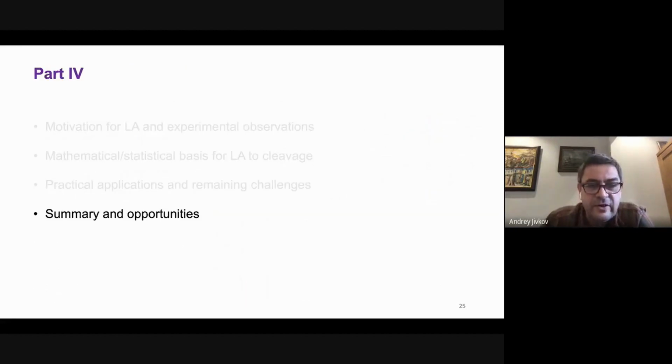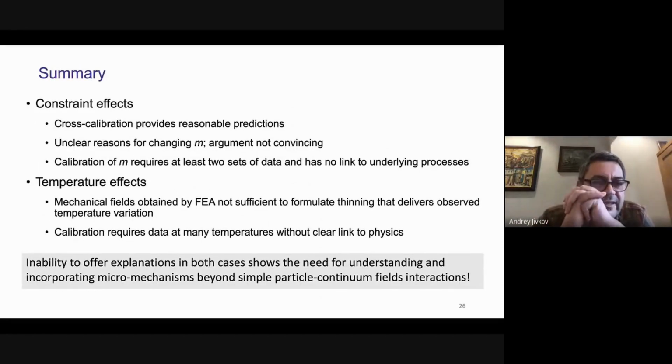So I'm coming to my summary and opportunities. In summary, local approaches for constraint effects provide pretty reasonable predictions by cross-calibration. But this works only for one temperature. And the fitting that you did there with cross-calibration for your shape parameter and for your scale parameter is not going to work for other temperatures. There is no clear reason for why M should be changing. The argument that I hear is not convincing.